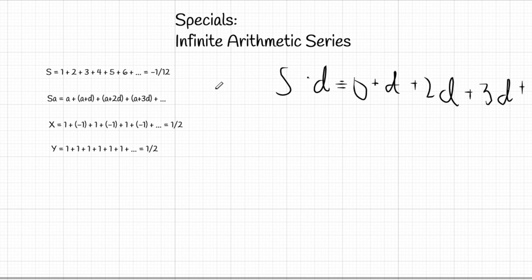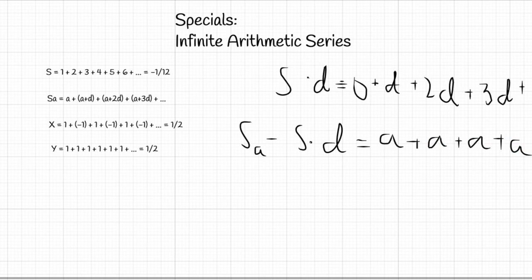What can we do next? Well, we can subtract these two because they both seem to have similar terms. We can do s sub a minus s times d, which is equal to, well, a minus 0 is just a, plus d minus d is just a, plus 2d minus 2d is just a, plus 3d minus 3d is just a, and so on. So now we just have a bunch of a's. Similarly, we can factor this out. We can factor out an a. We're left with 1 plus 1 plus 1 all the way to infinity. And again, this looks similar to y, so this is just equal to a times y.